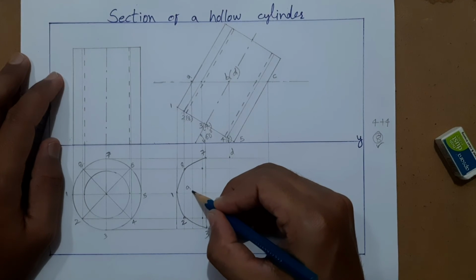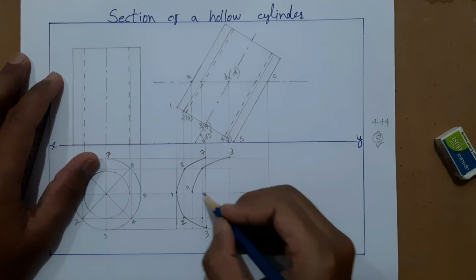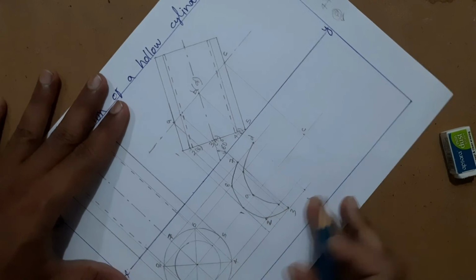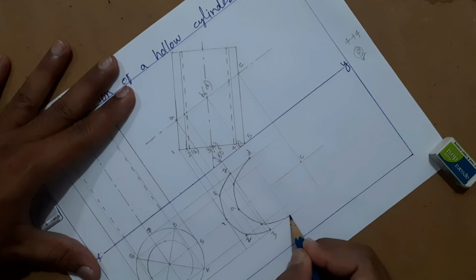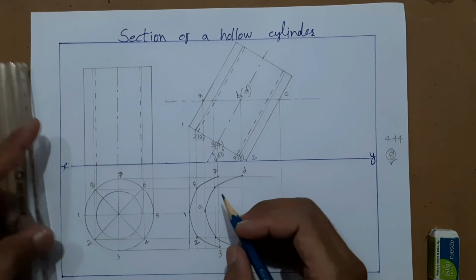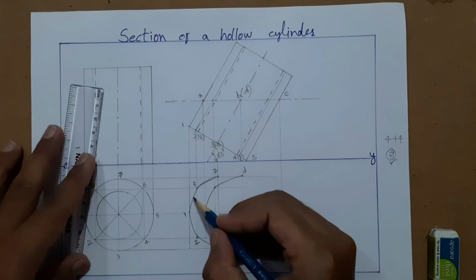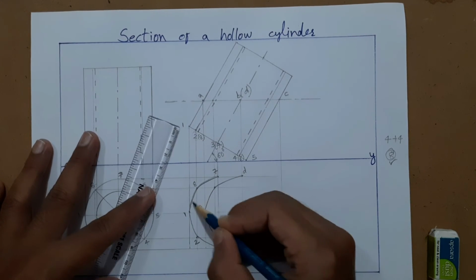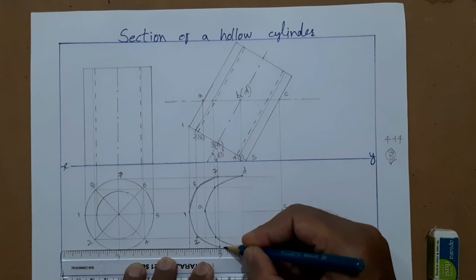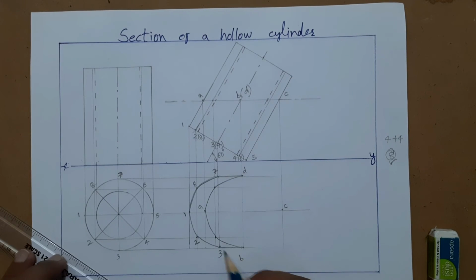Now join them. I'll rotate this again. That's all. Here you can join with the scale. Here the curve should be a little smoother, little bending required like this. It's somewhat looking like a straight line, so curve it properly. By practice it will come. These are the straight lines from point 7 to D, 3 to B.